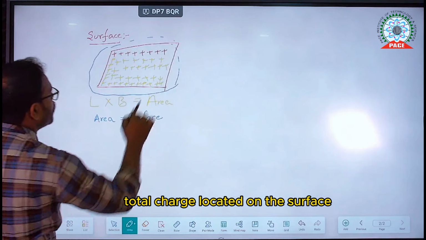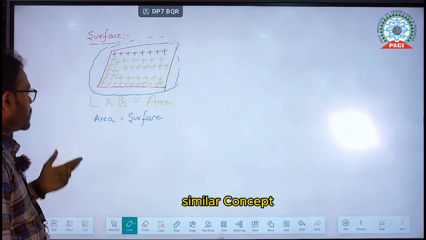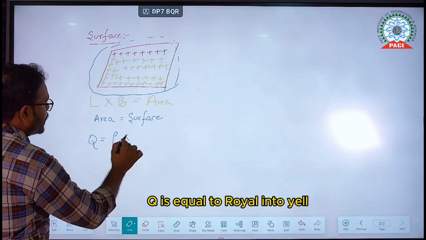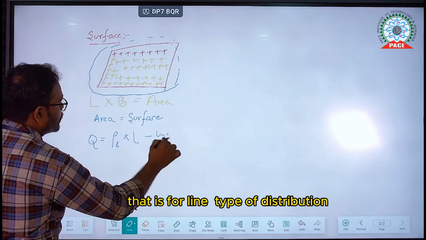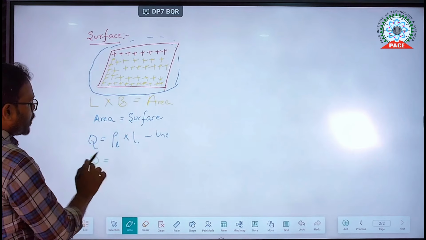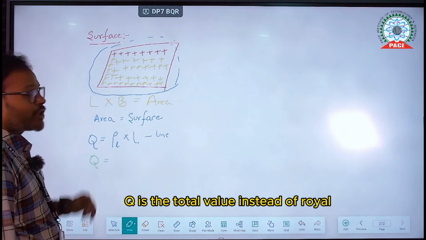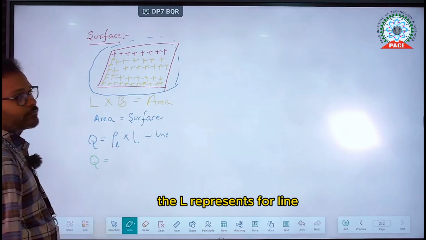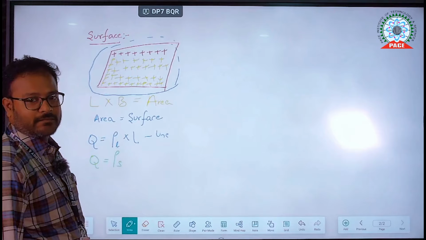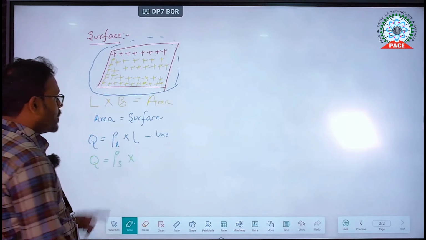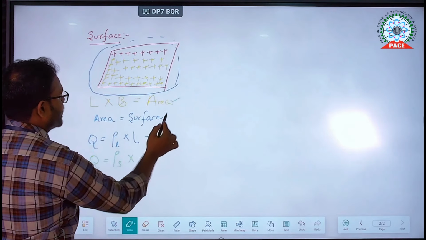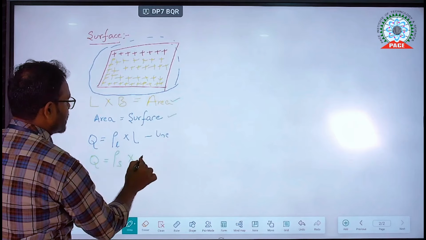Total charge located on the surface. Similar concept. Q is equal to rho L into L, that is for line type of distribution. Now students, what can we do for surface? Q is the total value. Instead of rho L, where the L represents line, what charge am I taking now? Surface. Now I am replacing it with rho S into S. For a line, L is the length of the line. For the surface, what have we calculated? Area, and that is represented as S.